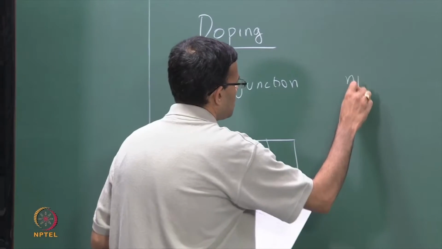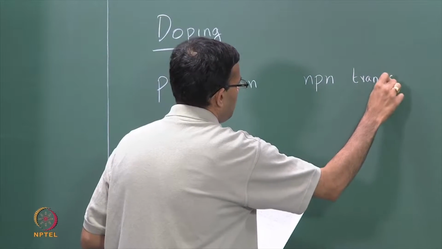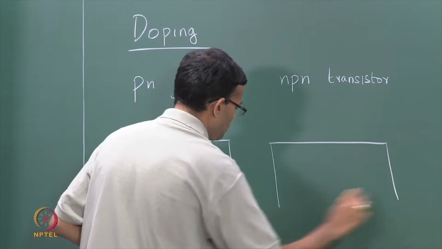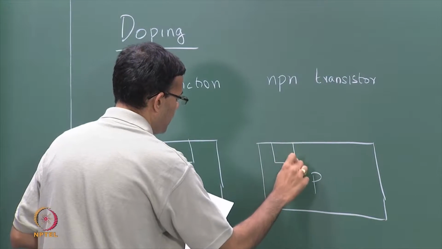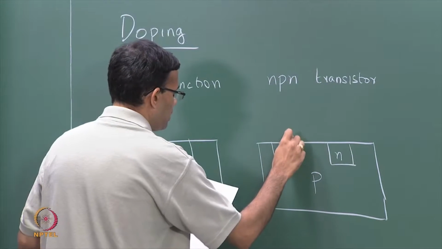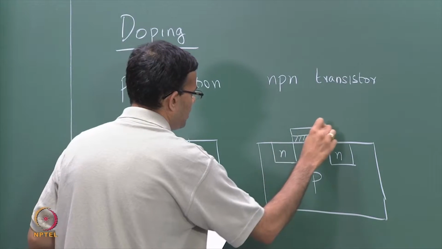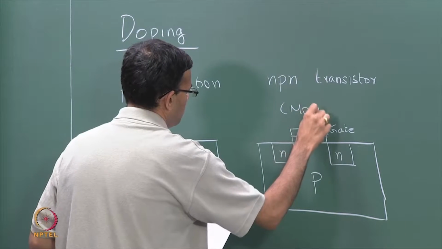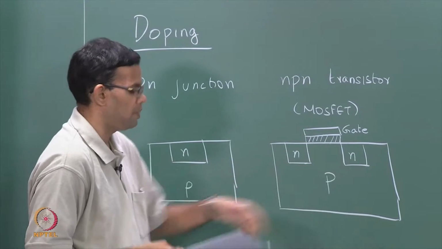We also looked at junctions in terms of your transistors. So, your simple NPN transistor, once again you have a P-type. You have two regions that are doped N-type. There is an oxide layer, and then there is the gate. So, this is the structure of your MOSFET, where once again we have to dope specific regions N-type.